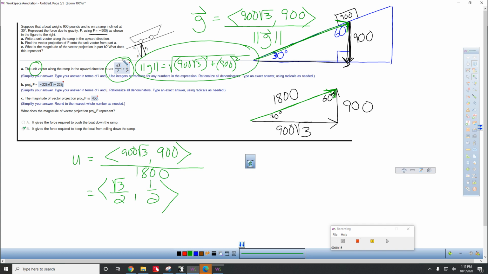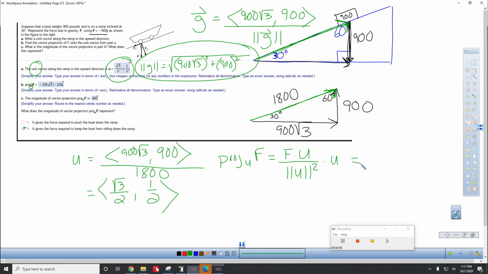Okay? Now, the projection of F onto U. Remember, U's on the bottom, so U's on the bottom of this equation. So the projection of F onto U is F dot U over the magnitude of U squared times U again.